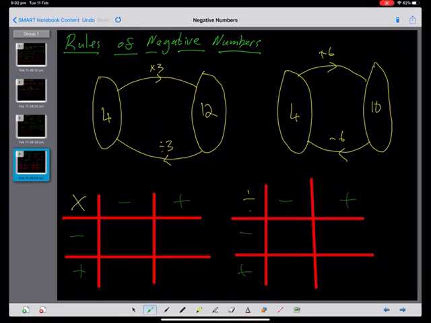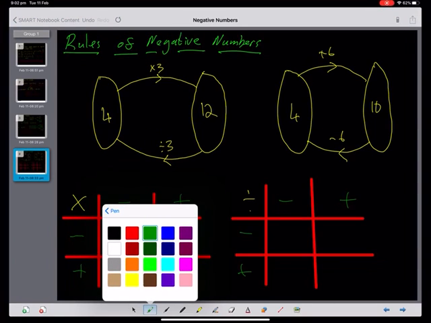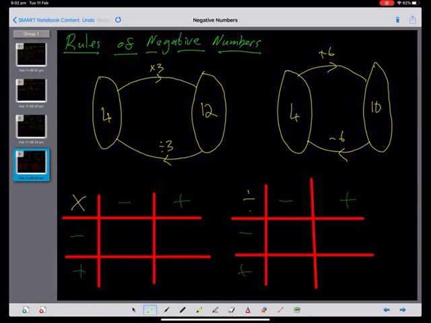Okay, so hopefully you've done that now after pausing the video. So we got a negative times a negative is a positive. A negative multiplied by a positive is a negative. And a positive multiplied by a negative is a negative. Positive times a positive is a positive. Now, I'm just going to fill this in.